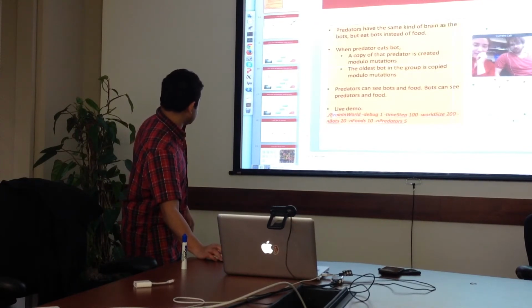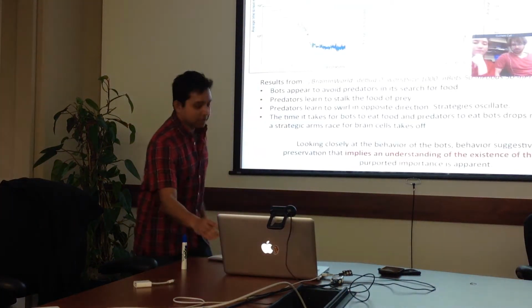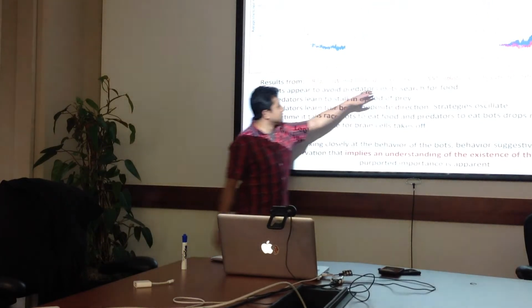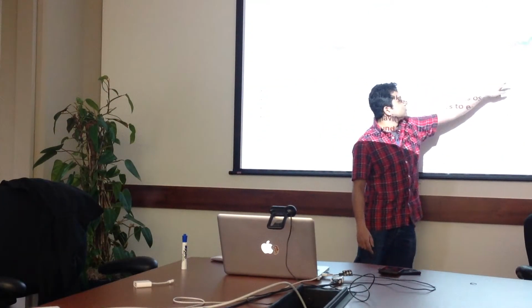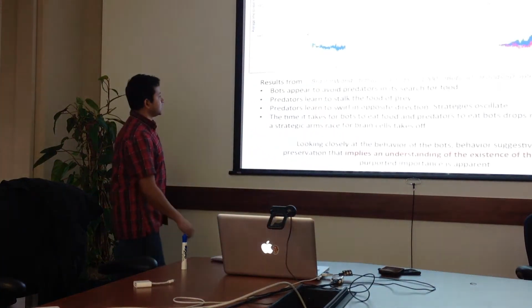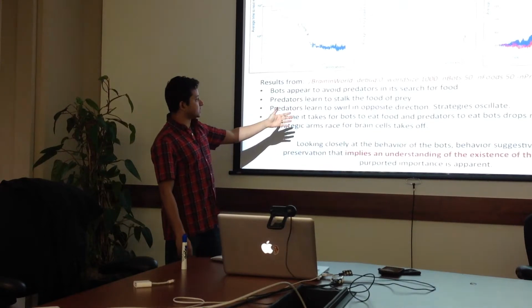So let's see. An AI arms race develops. These are the results from a 1,000-world site, 50 bots, 50 food, 20 predators. There's enough diversity to go after as much as you can. The bots appear to avoid predators in search of food.